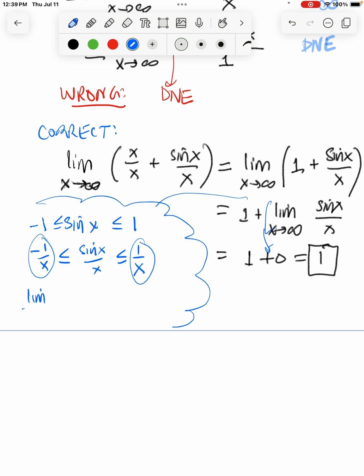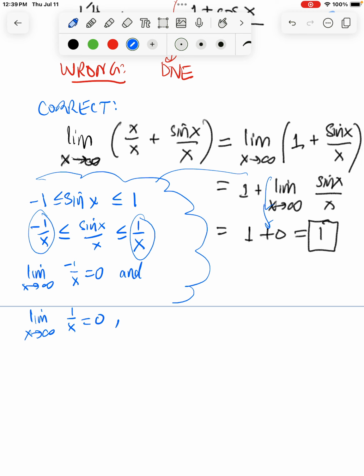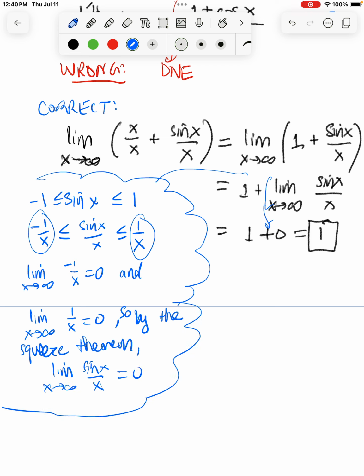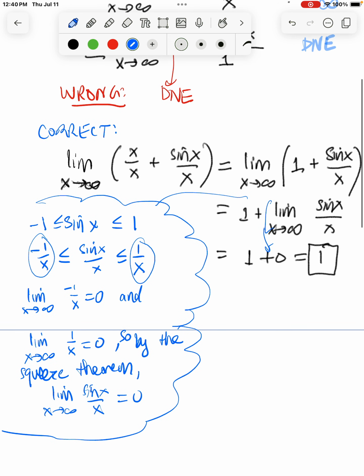And since the limit as x goes to infinity of -1 over x is 0, and the other limit, 1 over x, is 0, since these two ends approach 0, then by the squeeze theorem, or sandwich theorem, the middle term has to approach 0. Okay, that's a very typical squeeze theorem or sandwich theorem example. So anyway, the correct answer is 1.